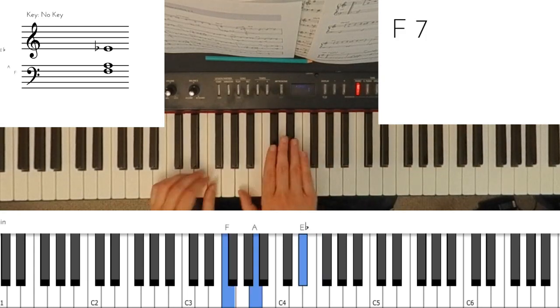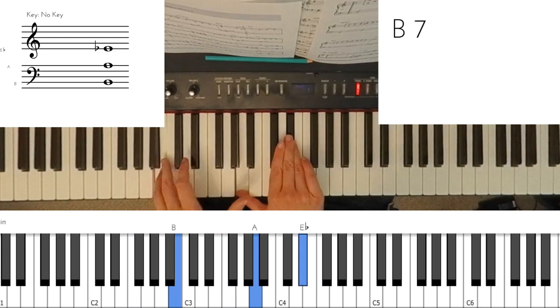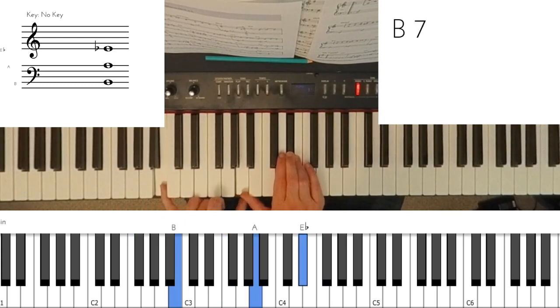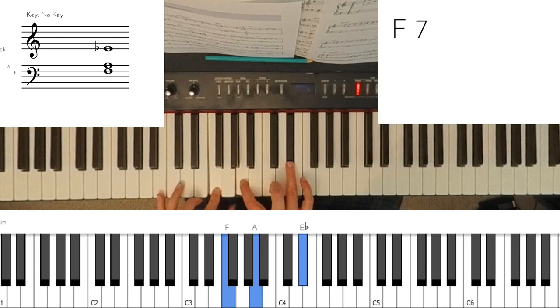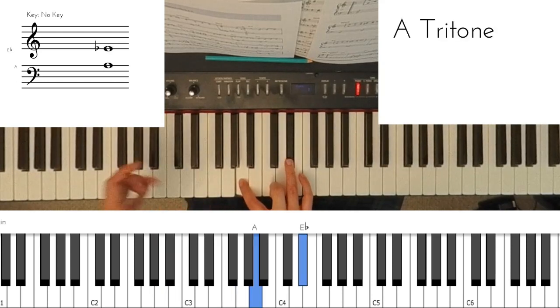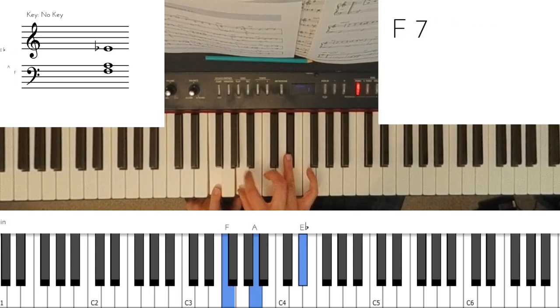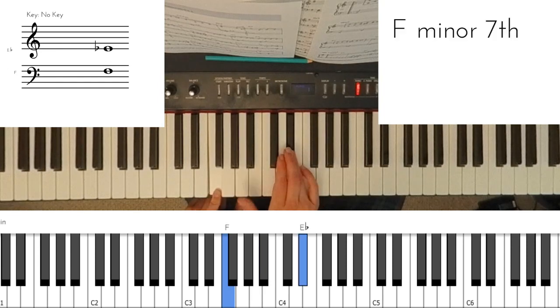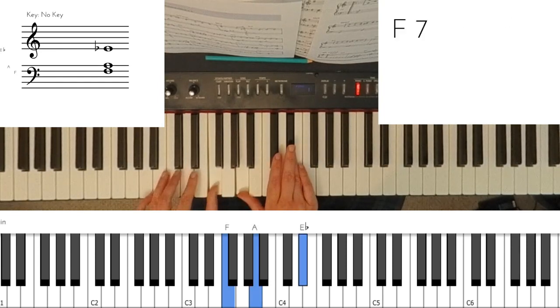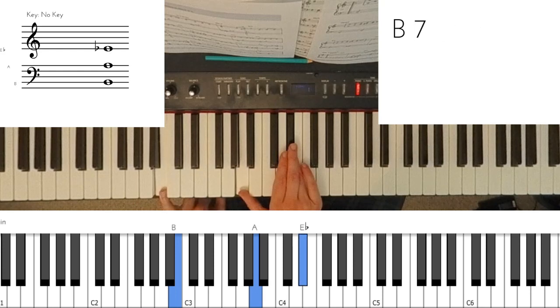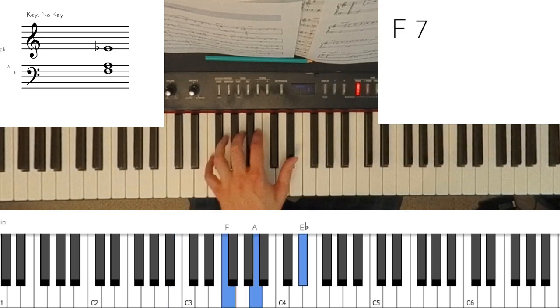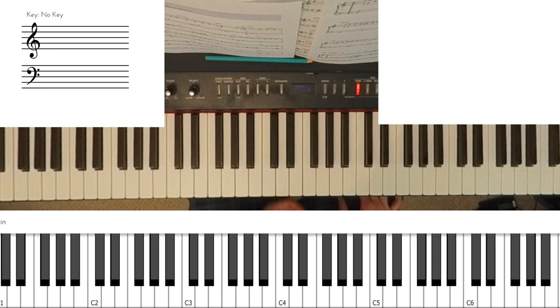Obviously the F7 and the B7 are very closely related because they're a tritone substitution apart. So they both have the same 3rd and 7th, except they switch round. The F7 has A as the 3rd and E flat as the 7th, and the B7 has A as the 7th and D sharp as the 3rd. Okay, so that's quite a few things already.